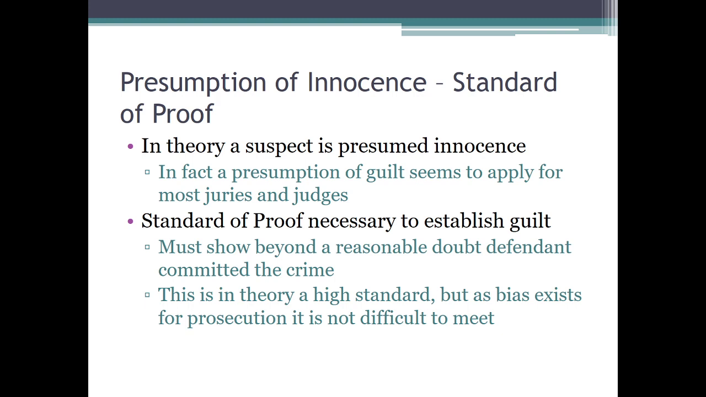Standard of proof necessary to establish guilt. You must show proof beyond a reasonable doubt that the defendant committed the crime. Now, in theory, that's pretty high. But again, there is a bias in favor of the prosecution.